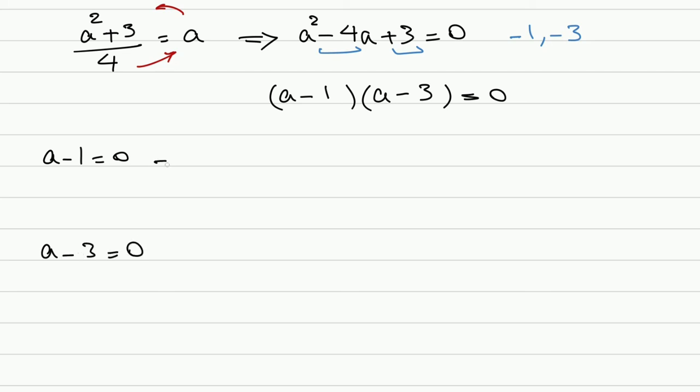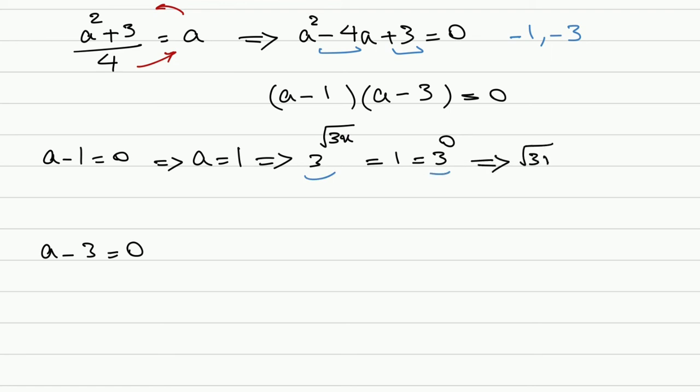For the first one, a is equal to 1, and what was a? 3 to the power of square root 3 times x. That's equal to 1, and we can write 1 as 3 to the power of 0. So now equal bases means the powers are equal as well. That's equal to 0. And that means x equals 0.